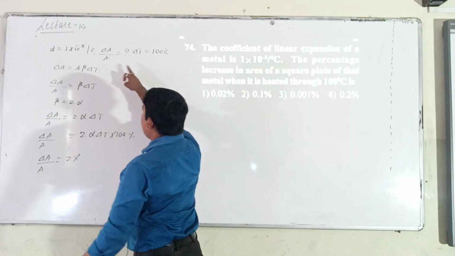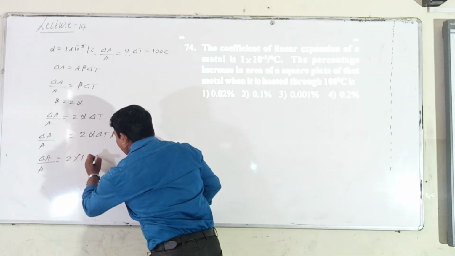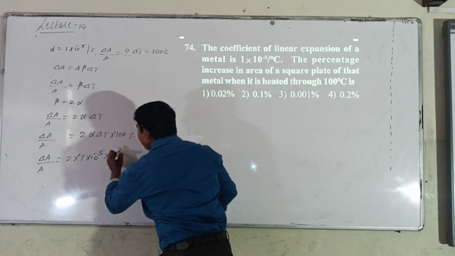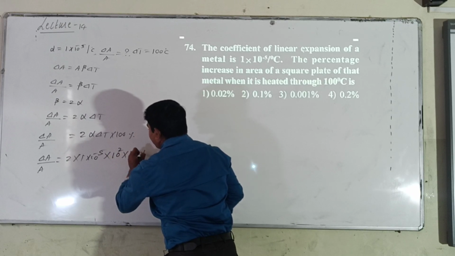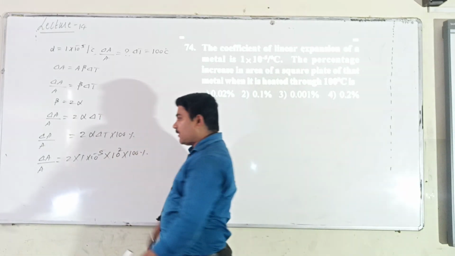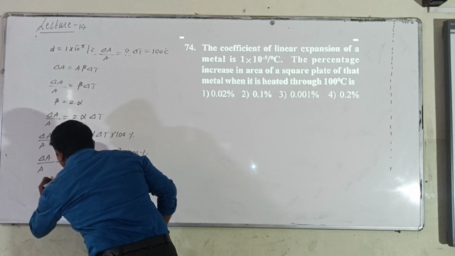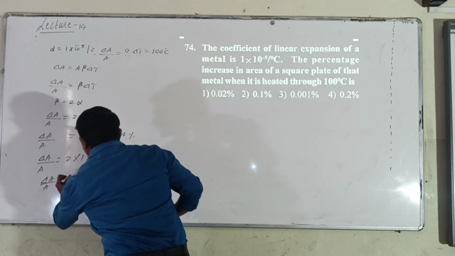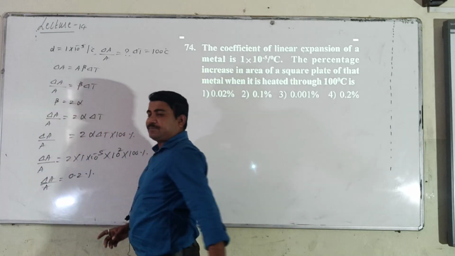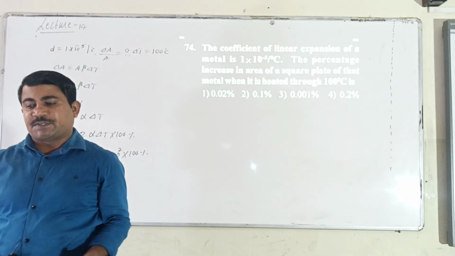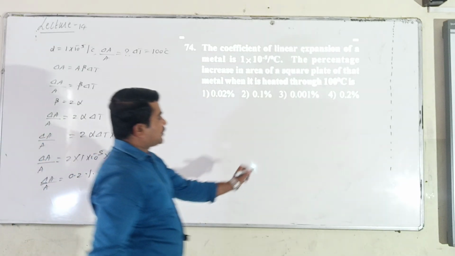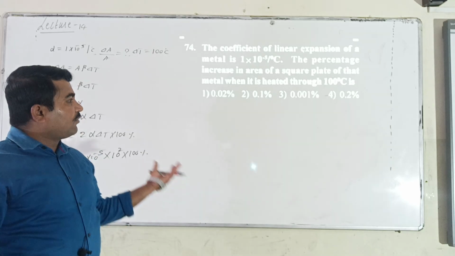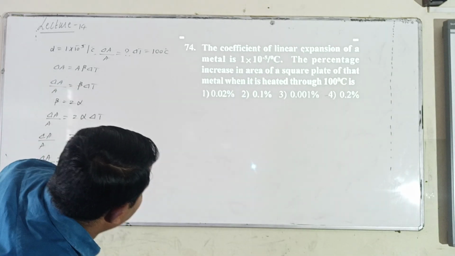Alpha is 1 into 10 raised to minus 5, and delta T is 100, that is 10 raised to 2, into 100 percent. Then calculate it. The percentage change in area is nearly 0.2 percent. So we can choose option number 4 here. This may be the correct answer. Let us go for the next numerical.